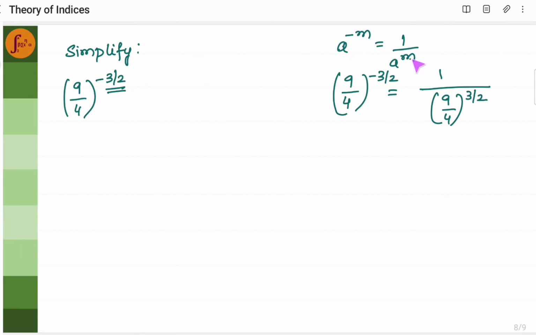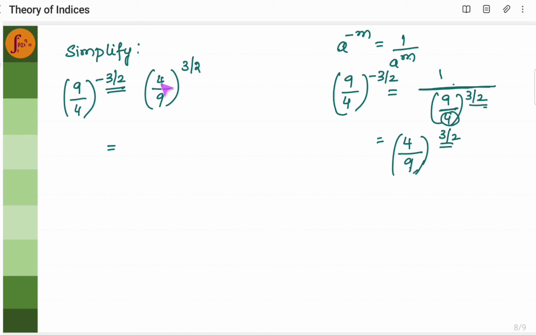This minus m will become plus m when it comes to the denominator. Now, I can't have two denominators. There's one denominator here, and this entire thing is also a denominator. So in this case, I'll have to take the reciprocal. I have to push this 4 to the top, so it's going to become 4 by 9. Whenever there is double division, I'll have to take the reciprocal of the denominator, that is, I have to reverse. I'll basically push this 4 to the numerator. This power is going to be retained. So this is going to be 4 by 9 to the power 3 by 2.